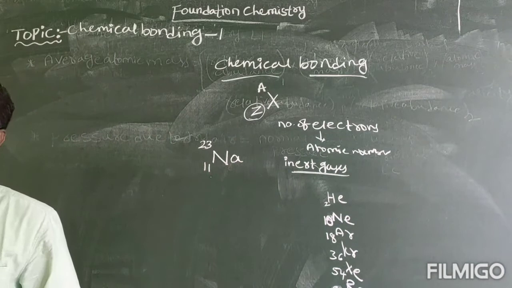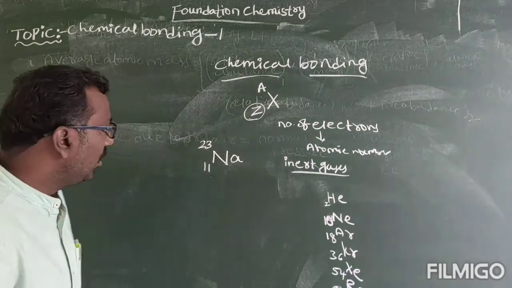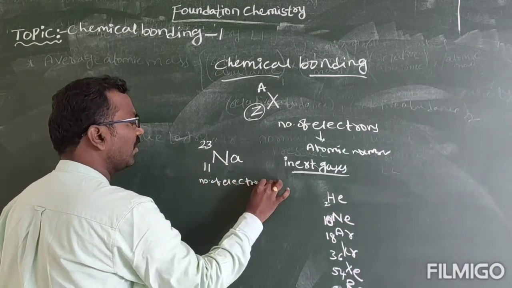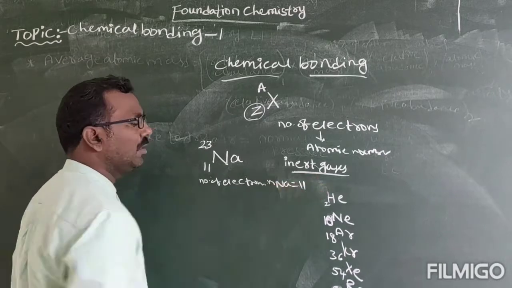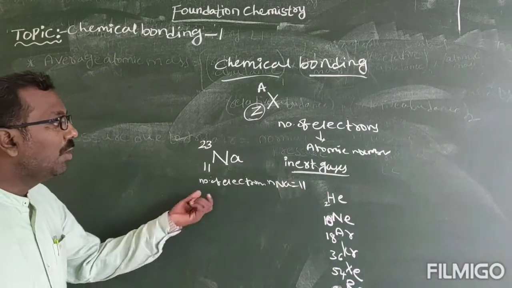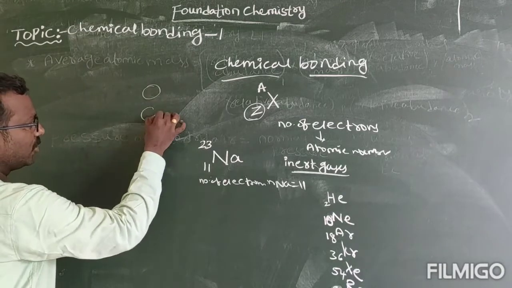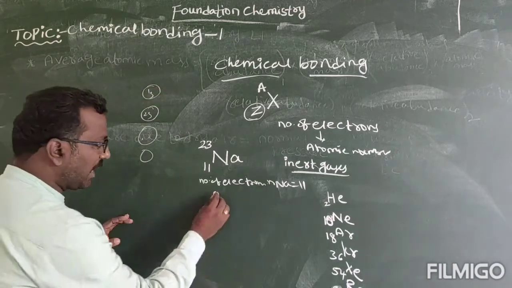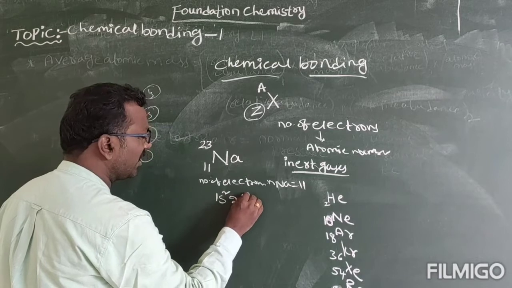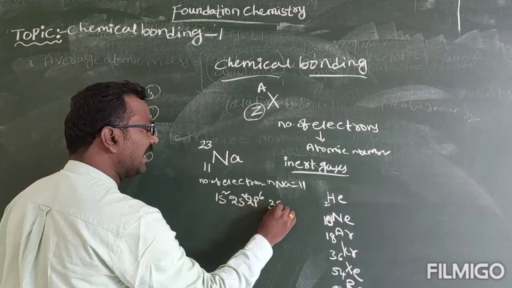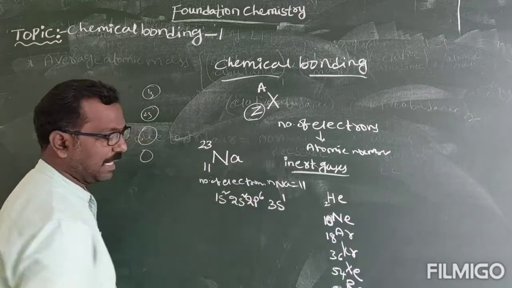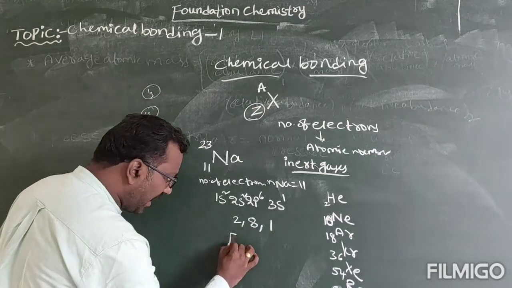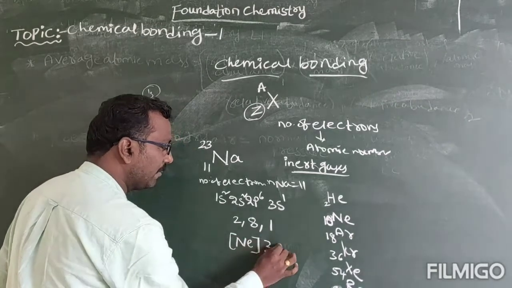And I also told you how to write the electronic configuration. Number of electrons in sodium are how many? 11. Now you have to write the electronic configuration. For this I asked you to draw the Moeller diagram, 1s, 2s and so on. According to that we write 1s2, 2s2, 2p6 and 3s1. That is 2, 8, 1, and there is another way, neon 3s1.